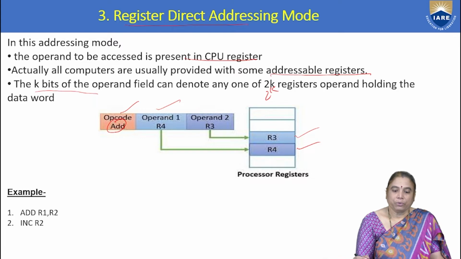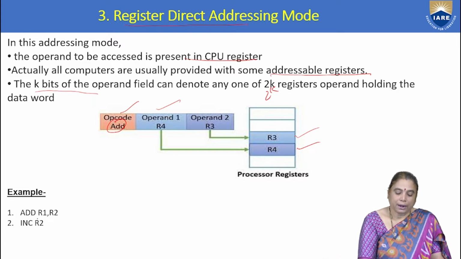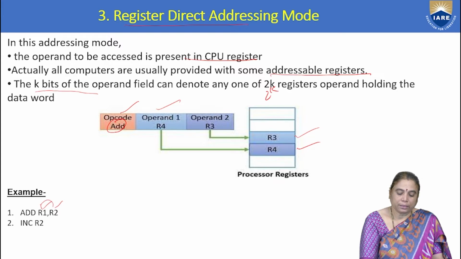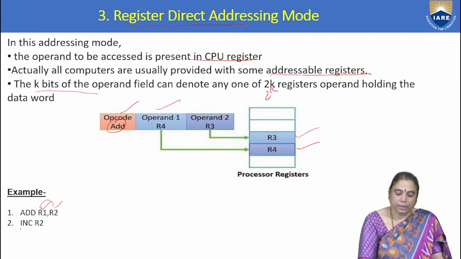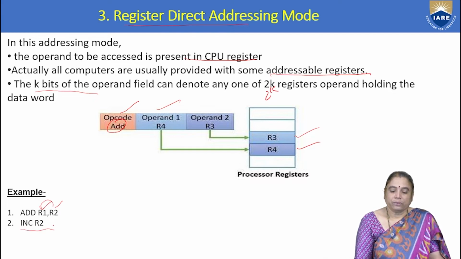Now the examples for this addressing mode. ADD R1, R2: the addition operation is performed on the data stored in the registers R1 and R2, and the sum is stored again in R1. The next example is INC R2. The R2 CPU register value is incremented by 1 with the INC instruction. So this is the register direct addressing mode.